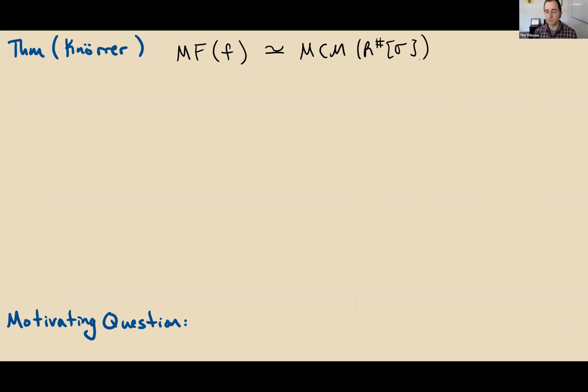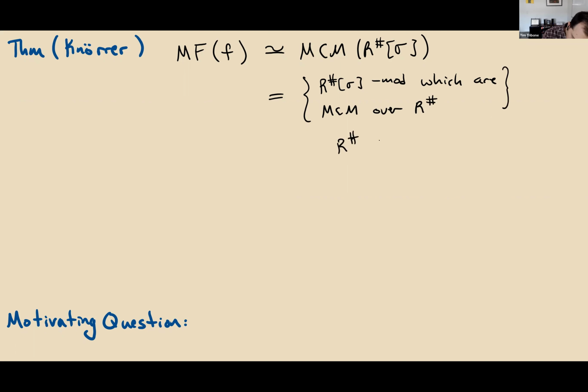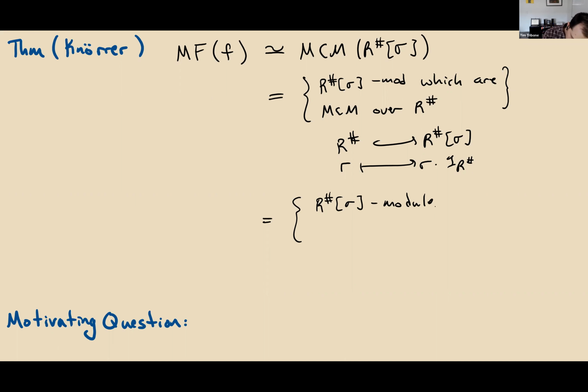But what does MCM mean over this non-commutative ring? All I mean by this subcategory here is R sharp sigma modules which are actually maximal Cohen-Macaulay over R sharp. So R sharp lives inside of R sharp sigma by sending r to r times the identity, just like in the group algebra situation. And so you consider any R sharp sigma module as an R sharp module. The ones that are MCM over R sharp will live in this subcategory. Equivalently, this turns out to be the R sharp sigma modules which are free over S, the base ring that we started with all the way back at the beginning.